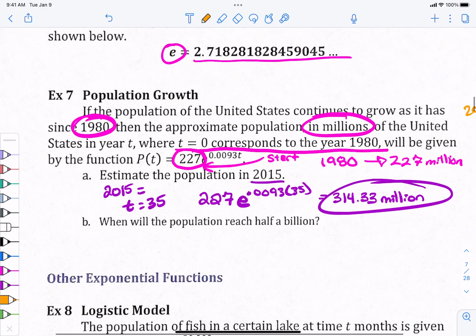Okay. When will the population reach 500 million? First of all, what's 500 million in terms of millions? 500 million is 500. Okay, so we don't know. We will eventually, at the end of this chapter in January, get to the point where we know how to solve this without plugging and playing, because I don't like to plug and play.